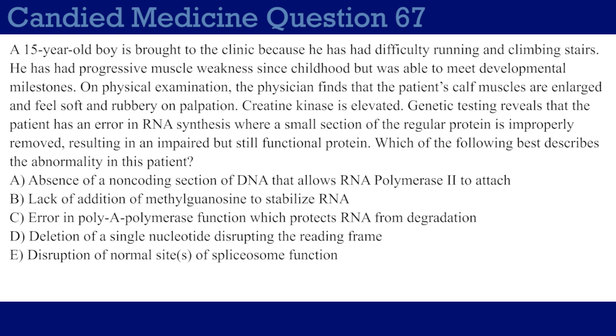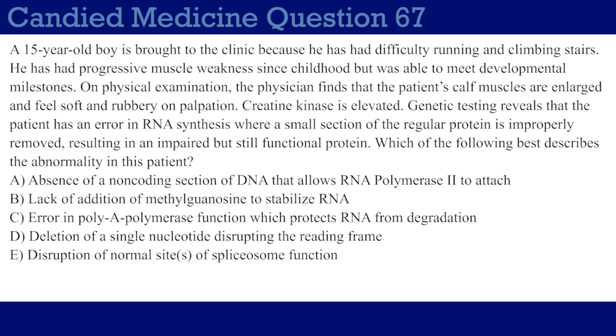Just for a couple bonus points, you need to know that Duchenne's/Becker's is a mutation in the dystrophin gene, which helps to link the cytoskeleton to the extracellular matrix. And the reason you know that this is probably Becker's instead of Duchenne's, aside from the fact that I just straight up told you that the protein is impaired but still functional, is that this is a 15-year-old boy. Usually Duchenne's is going to present way earlier than that, and it's probably going to sound more severe as well.